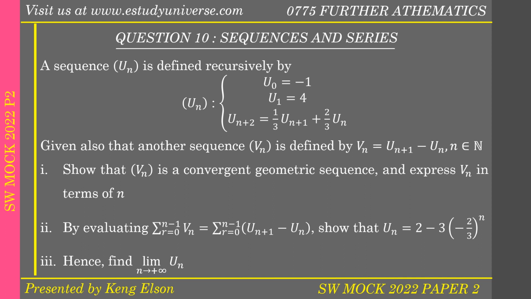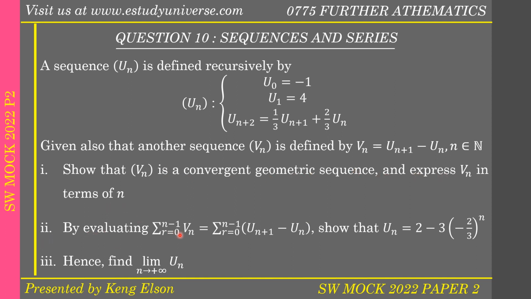Alright, the question reads: a sequence is defined recursively by u0 = -1, u1 = 4, u(n+2) = 1/3 u(n+1) + 2/3 un. Given also that another sequence vn is defined by vn = u(n+1) - un for all natural numbers n. Part 1: show that vn is a convergent geometric sequence and express vn in terms of n.